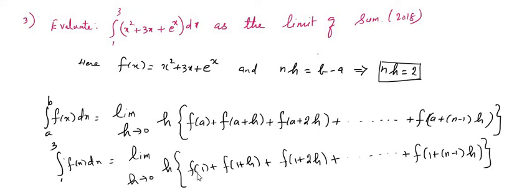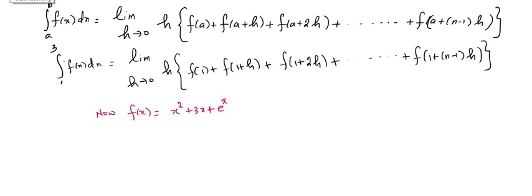Replace all the a with respect to 1. Then what will we get? f of 1, plus f of 1 plus h, plus f of 1 plus 2h, up to f of 1 plus (n minus 1)h. Okay. Now we'll be finding the values of each term, and then we can substitute.